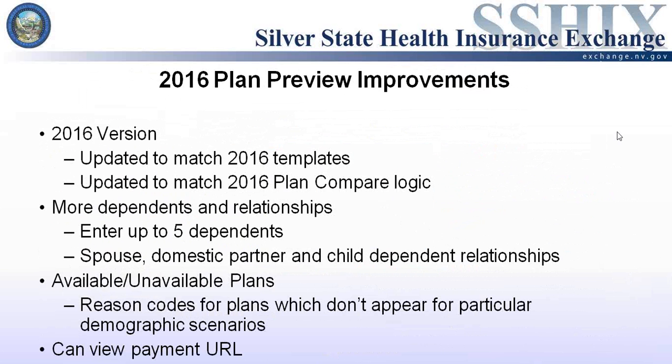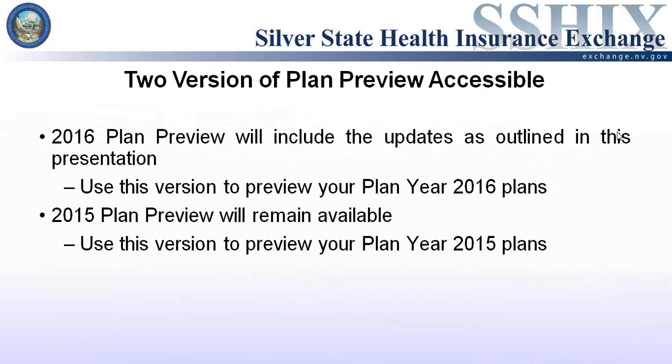And then another thing that I am very happy about is that reason codes for plans which don't appear for particular demographic scenarios will be available, which I really like. I think last year we had some questions about why certain plans didn't appear. And you'll be able to view the payment URL. So 2 versions of plan preview will be accessible. You can do the 2016 version to include the updates as we just talked about, and then 2015 plan preview will still be available, so you can still look at your 2015 plan.